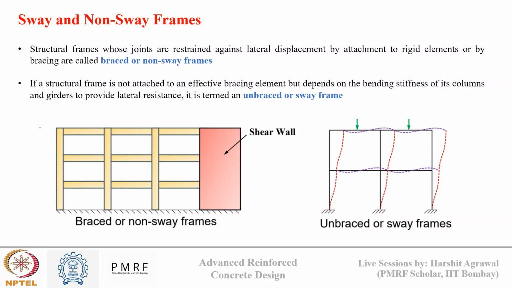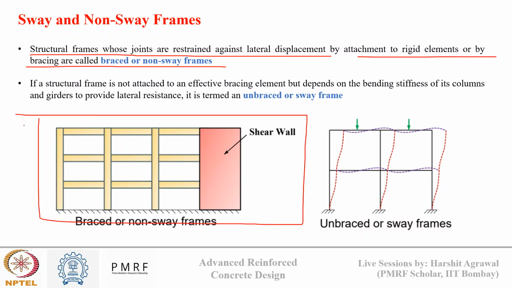So what are these? A structural frame whose joints are restrained from any kind of lateral displacement by attaching a rigid element or by bracing is called a braced or non-sway frame. You can see in this first figure, this is my RC frame, and when I apply some lateral load on this frame from this side, due to the presence of the shear wall behind it, the frame won't undergo any lateral displacement. Such frames are known as braced frames or non-sway frames. They are not swaying due to action of lateral loads.